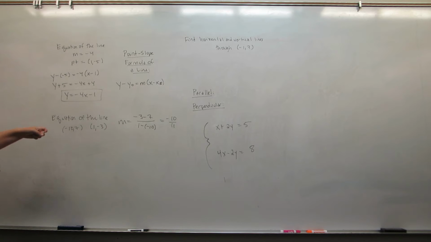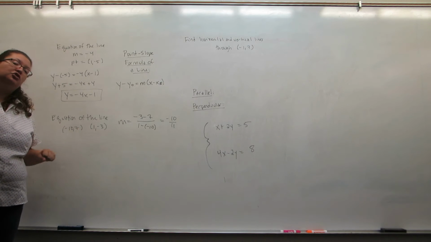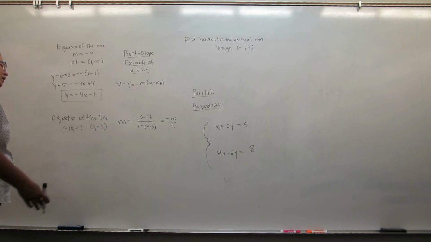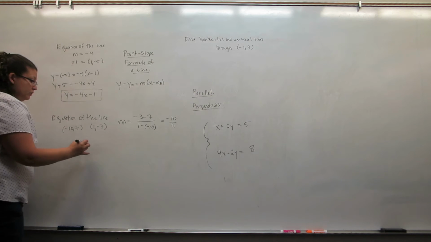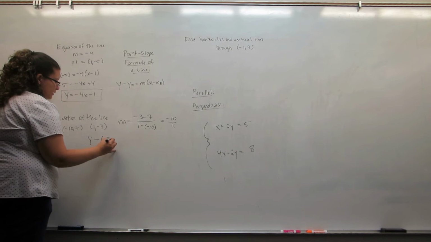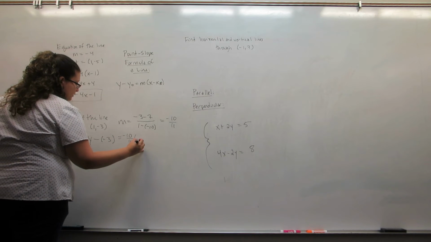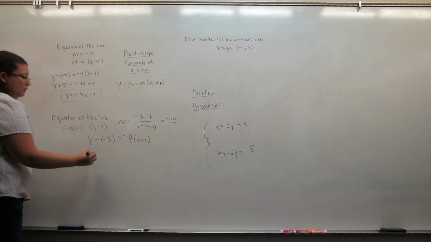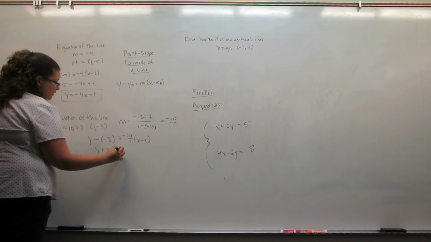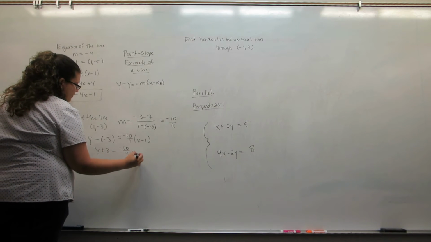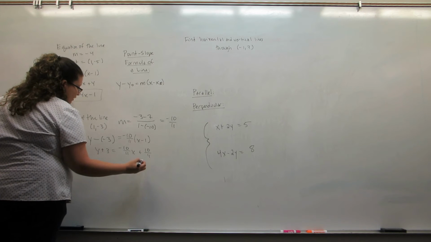And now I'm going to do the same thing I did up here using the point-slope formula of the line. Because I have 2 points, I can actually choose whichever one I like. I'm going to choose the one with smaller numbers. So it's y minus -3 is -10/11 times (x minus 1), or y + 3 is -10/11 x plus 10/11.